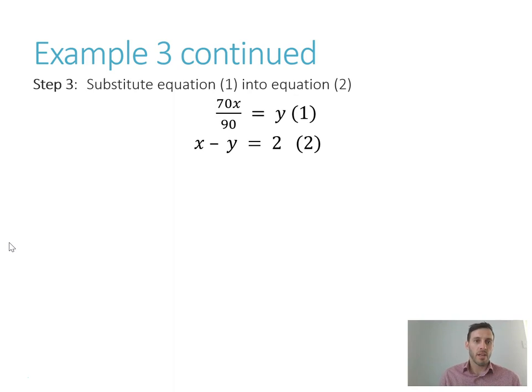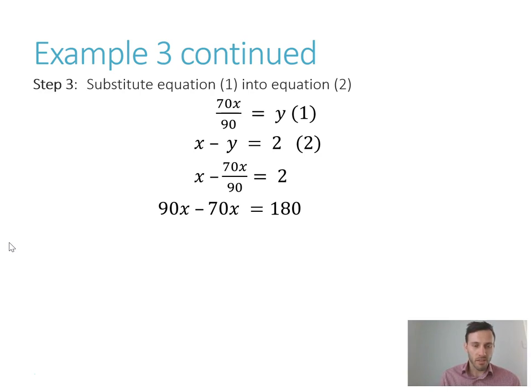So instead of using the elimination method like we did in the last two examples, this time we're going to solve by substitution. Because for one of our equations we know what y is equal to, and we can substitute that into our other equation and solve for x. So we substitute 70x on 90 into our second equation, and now we can solve for x. We times all the terms in that equation by 90 to get rid of the divided by 90, and you get 90x take 70x equals 180. And now we can just collect like terms. We've got 20x equals 180, divide by 20, we've got x equals 9 hours.